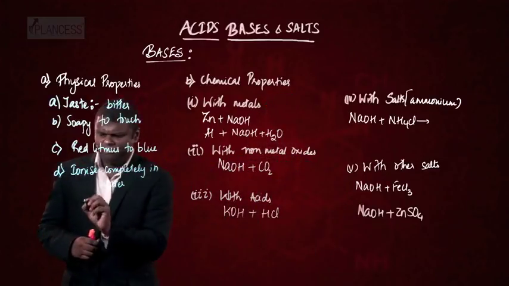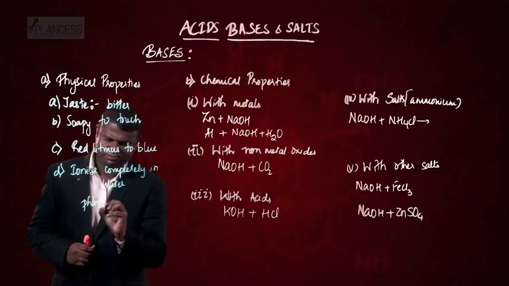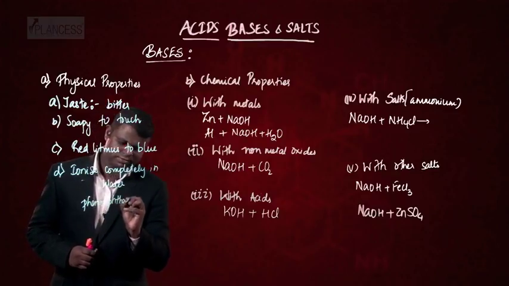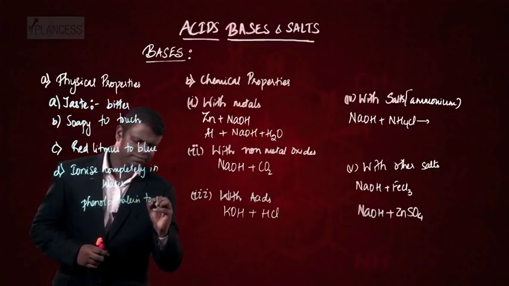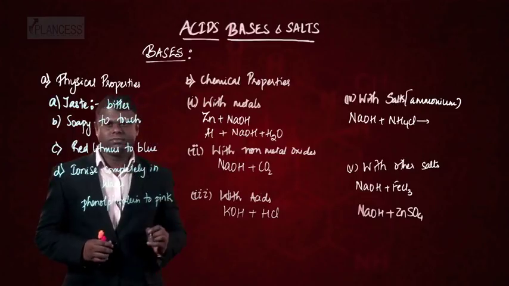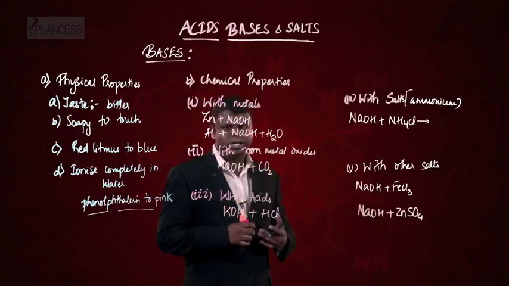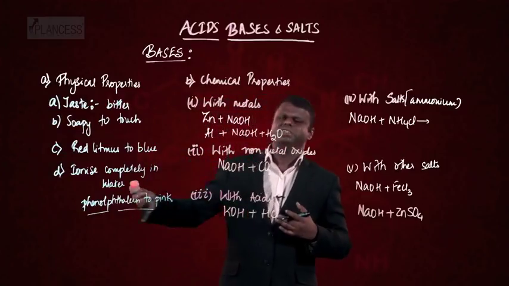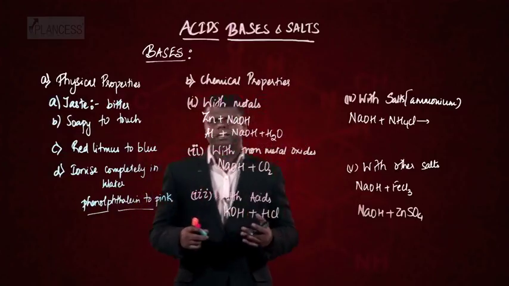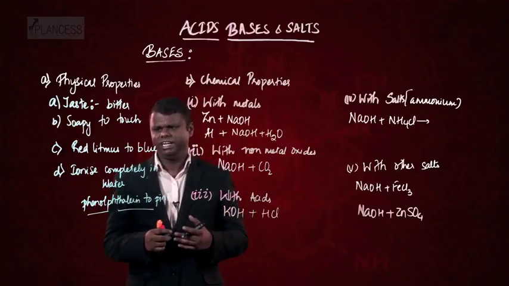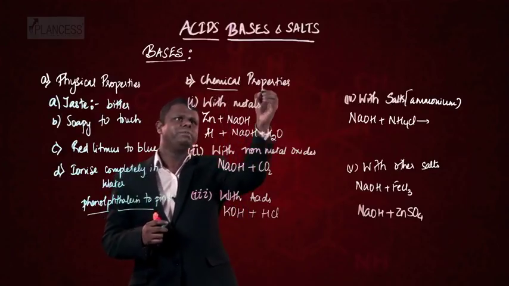They turn phenolphthalein to pink. They turn moist turmeric paper into deep brown. So that was the discussion regarding the color developed on different indicators. Now let's move on to chemical properties.